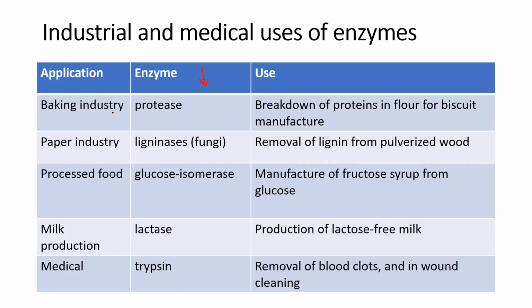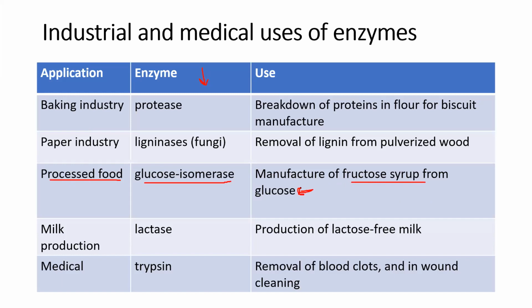trypsin. So for protease, they are used in the baking industry to break down proteins in flour for biscuit production, okay? And then ligninase in the paper industry to remove lignin from wood. So wood, by removing the lignin, you can produce paper. Okay, and then glucose isomerase. So involved in the food process industry, okay, processed food. And then for this one, glucose isomerase is to manufacture fructose syrup from glucose, okay.